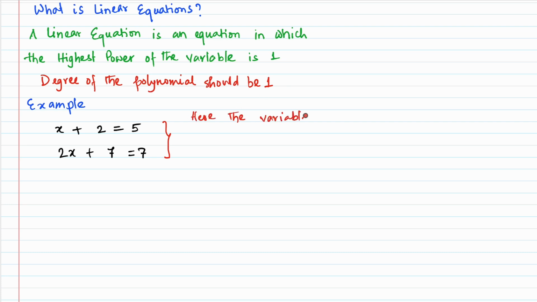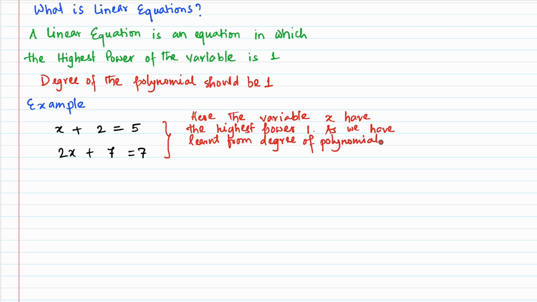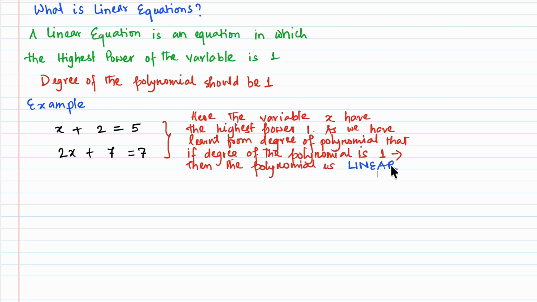Here the variable x has the highest power 1. As we have learned from the degree of a polynomial, if the degree of the polynomial is 1, then we say that the polynomial is linear. So this is important.